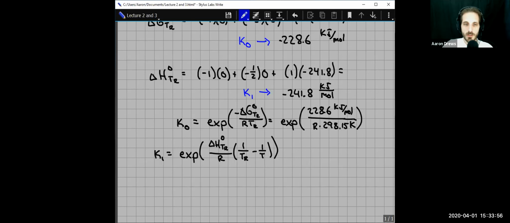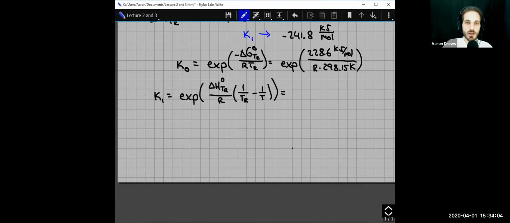So here's our K1 expression. Again, I'm writing this out because it's really useful to get into the habit of writing this out, because we use that equation so many times that it's helpful to have it written out. And so this will look like, I'm actually going to start a new line down here.